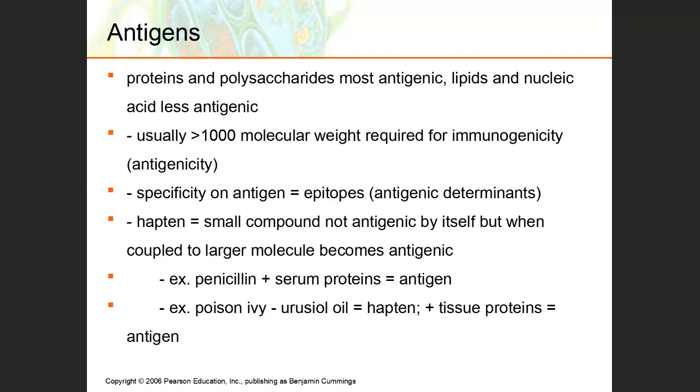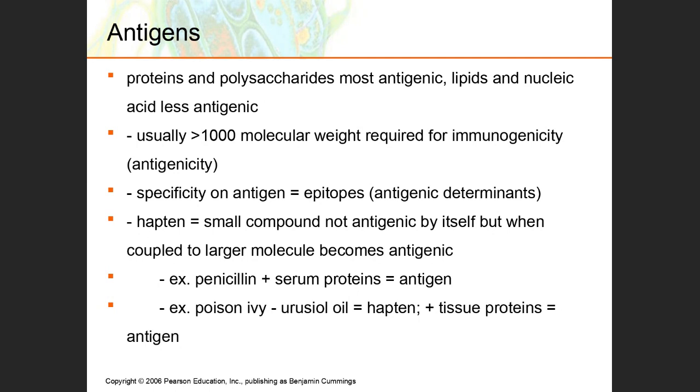Now, when it comes to antigens, size does matter. And don't worry about this exact number because it depends on what source you're looking at. But the main idea: if a substance is too small, it's not an antigen because the immune system cannot see it. So the antigen must be sufficiently large so the immune system can see it and react to it.